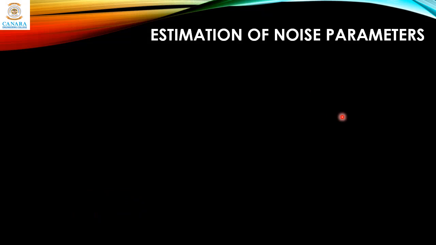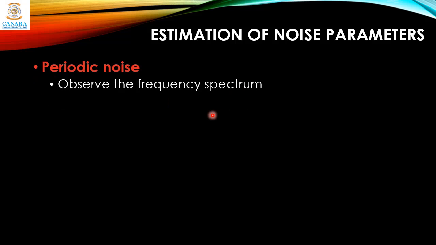So let us understand how to estimate the noise parameters if we are given a noisy looking image. In the first case, if it is periodic noise, it will be quite evident from its frequency spectrum. Just take the DFT of the image and observe the frequency spectrum, and if it is periodic noise, it will be quite evident in the frequency domain. In rare cases, as we saw in the previous example, it can be identified in the spatial domain also, but it's very rare to observe periodic noise in the spatial domain. So in the frequency domain, it will be quite evident.